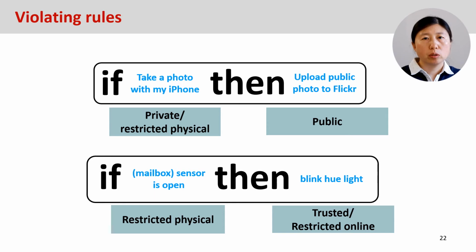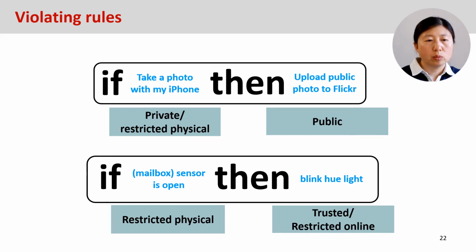Note that when we mark trigger or action, some of the triggers and actions have ambiguous labels, so we're going to have sometimes associated with each trigger and action multiple labels. For the first rule, the action of taking a photo with my phone, this can be labeled as private if I'm in a space by myself, or restricted physical when I'm in a public space, many people can see me. The action of public photo to Flickr is public. Now, this rule allows information flow from private or restricted physical to public. Therefore, this is a violation of secrecy.